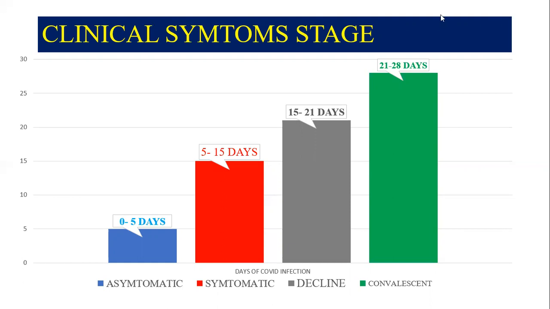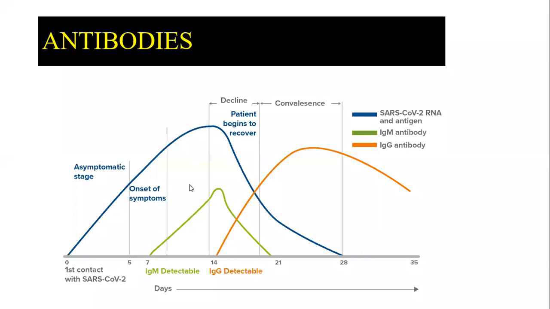So these are the stages of the symptoms. Next, the appearance and detection of antibodies. At first contact with SARS-CoV-2, in the asymptomatic stage, we can detect the RNA virus. Onset of symptoms is observed at 5 to 10 days. After 7 days, the antibody IgM will appear and be detected.